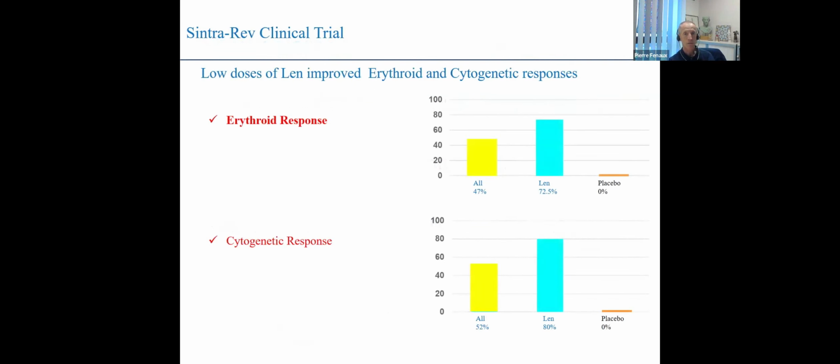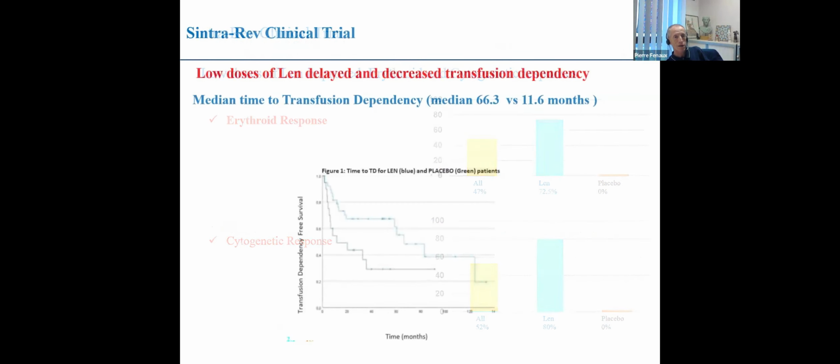And the response rate was high, 72% with lenalidomide, and of course 0% with placebo, with a good cytogenetic response. And apparently the treatment was capable of delaying time to transfusion dependence, from 11 months to 66 months. So perhaps lenalidomide could be used earlier in the course of MDS with 5q deletion, although it's not yet approved in this situation.